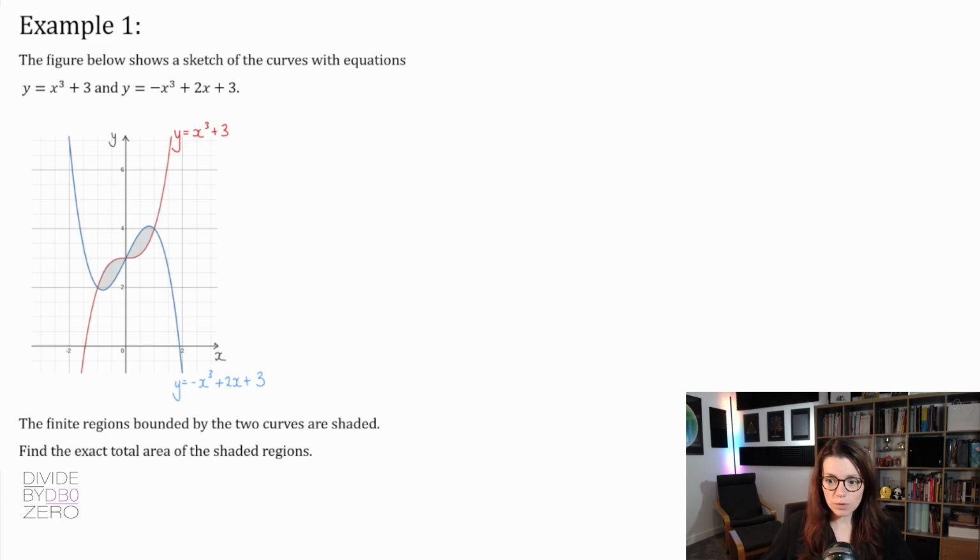So the first thing we want to do here is actually find the points of intersection of the two curves. We can see them on the sketch, but we need to find them because those will provide our limits for the integration. So to find the points of intersection, usually we solve the equations simultaneously. For two equations like this, I'd probably just equate the y's together. So x cubed plus 3 equals minus x cubed plus 2x plus 3.